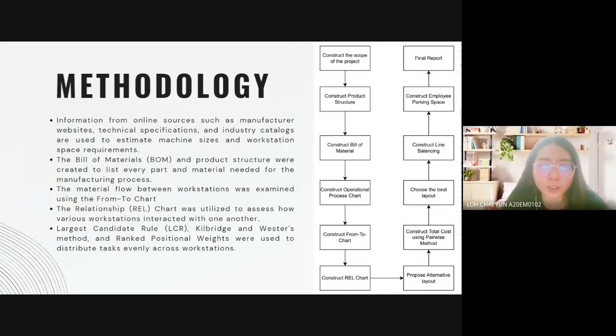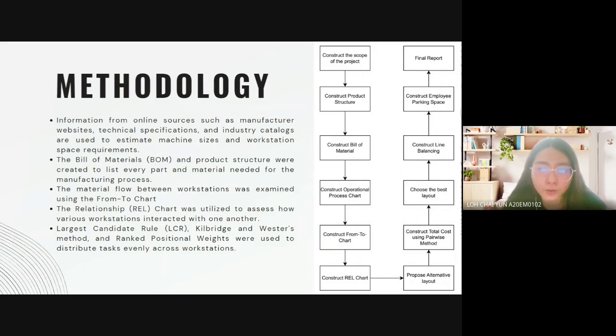Next, I will present the project methodology. For the methodology, information from online sources such as manufacturer websites, technical specifications, and industry catalogs is used to estimate machine size and workstation space requirements. The bill of materials and product structure are created to list every part and material needed for the manufacturing process. Next, the material flow between the workstations was examined using the From-To chart. The relationship chart was utilized to assess how various workstations interact with one another. The largest candidate rule, Kilbridge and Wester method, and ranked positional weight were used to distribute tasks evenly across workstations.